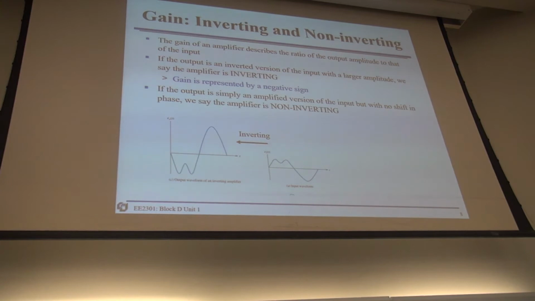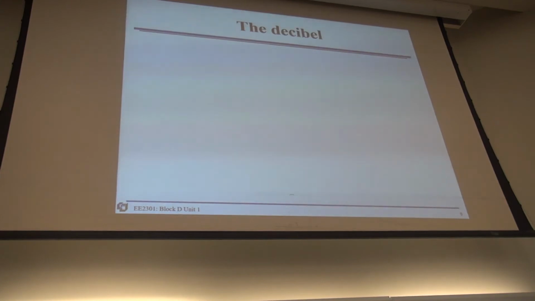Output is simply amplification of the input. No shift in the phase. So it's called non-inverting. So this is inverting. Non-inverting is the same shape, same period, but just amplitude is different. So no phase difference. So now come to the point we need to get familiarized with a concept of dB. Do you know the dB?